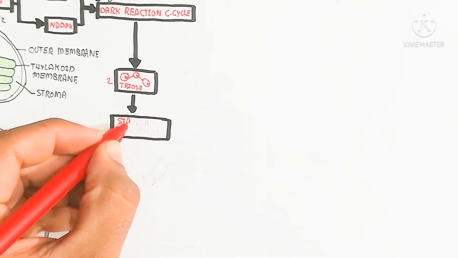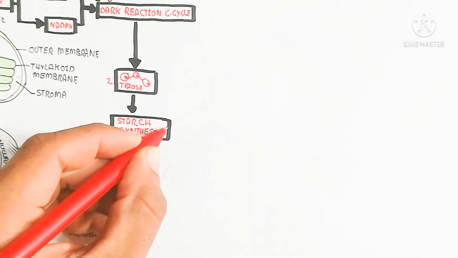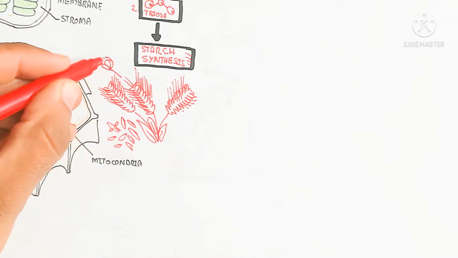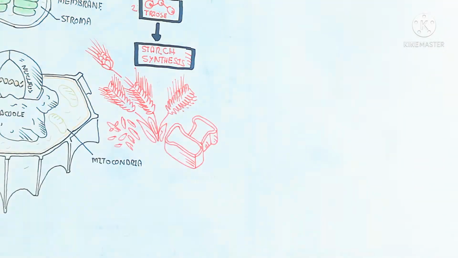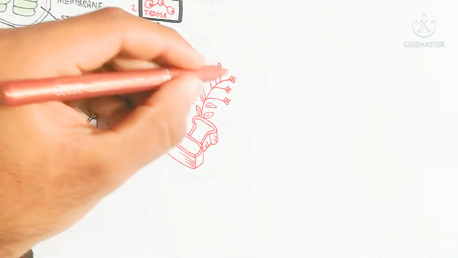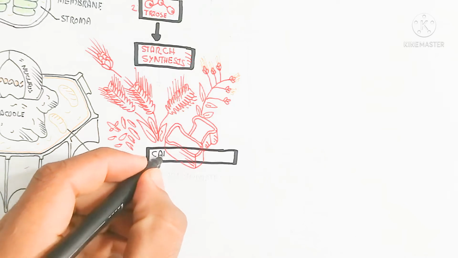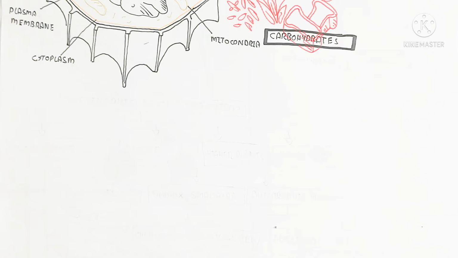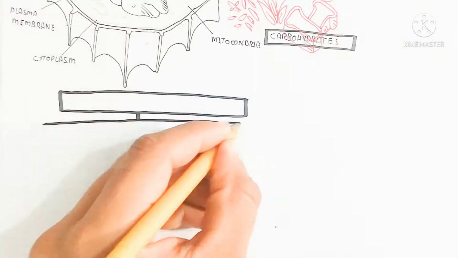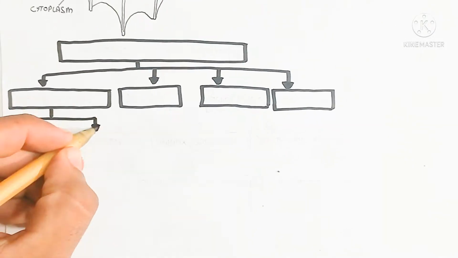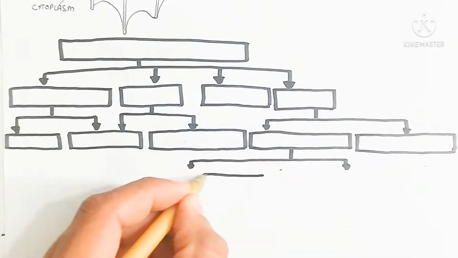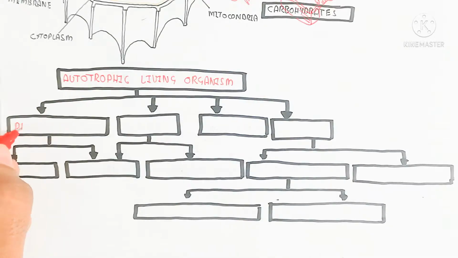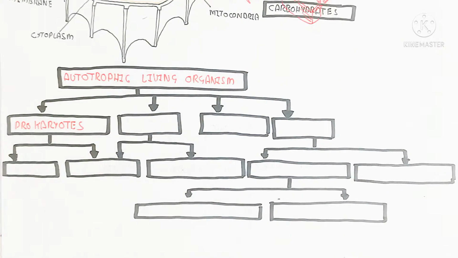So let's begin to understand. First of all, here is the starch synthesis. The first step in starch synthesis is the triose. The starch synthase enzyme is used to produce carbohydrates. Carbohydrates are foods containing carbon, hydrogen, and oxygen, for example grain, wheat, bread, etc., which are produced from the light reaction in the autotrophic plant, the autotrophic organism.